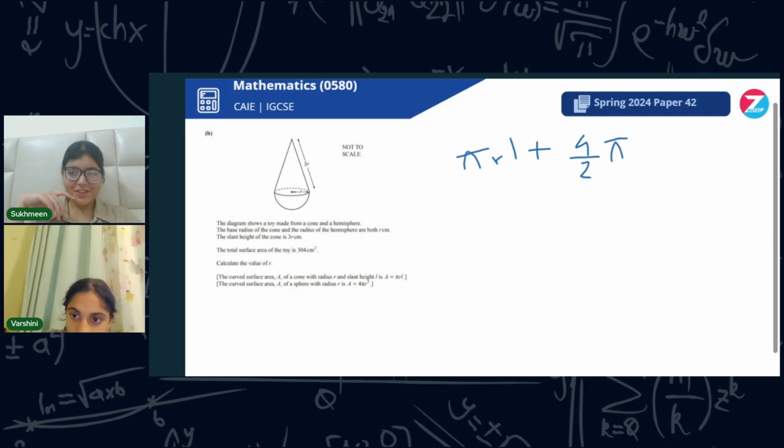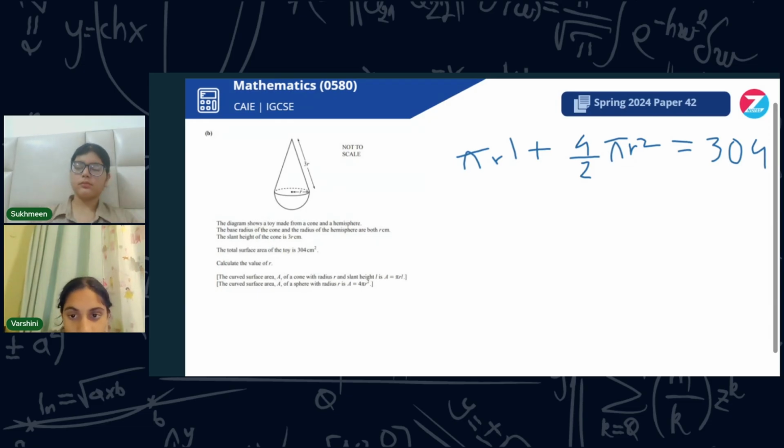This is a common trick they use. It's a hemisphere and they give the formula for a full sphere. So don't forget, it's a hemisphere, not a sphere. So pi r L plus 4 by 2 pi r squared is going to give us the total surface area, which they've given us to be 304.